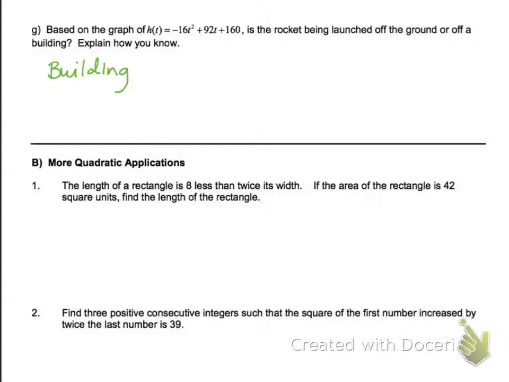Off a building because when time equals 0, you can't have negative time, right? So when time equals 0, the height is what? How can we figure that out? Find out what the y value is when x is 0 seconds, or when time is 0 seconds. And you can do that by hitting the trace.